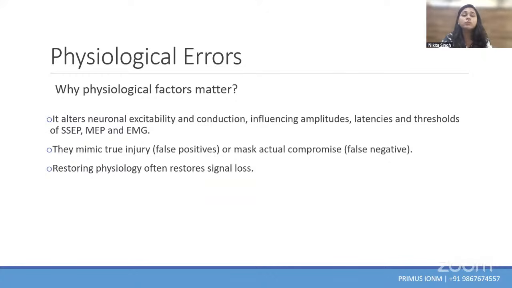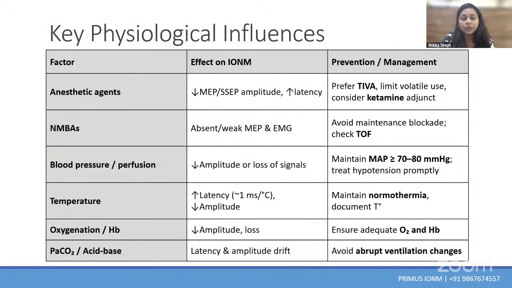So let's move on to the second error, which is a physiological error. Physiological error mainly deals with anesthesia and the underlying pathological condition of the patients. It mimics the true injury and masks actual compromise. So by restoring the physiology, we often restore signal loss. Here are the key physiological influences. The anesthesia agent mainly affects the MEP and SSEP amplitude. It decreases the amplitude and increases the latency if the anesthesia or the drugs given are too much according to the requirement.